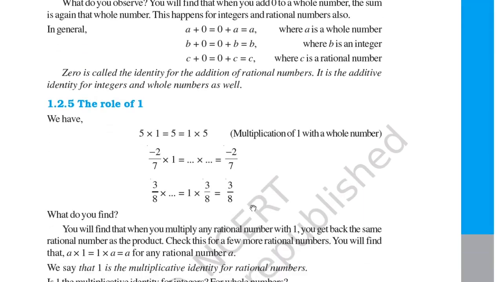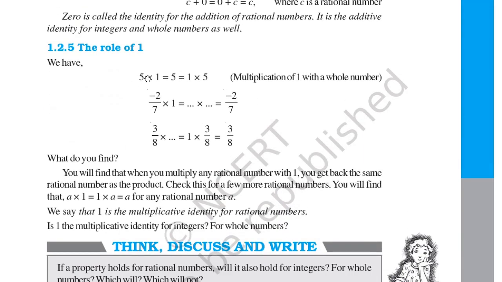Now the role of 1. We have 5 into 1 is equal to 5, 1 into 5 is also equal to 5. So multiplication of 1 with a whole number. Here also you can multiply by 1, you will get the same thing. What do you find? You find that when you multiply any rational number with 1, you get back the same rational number as the product.